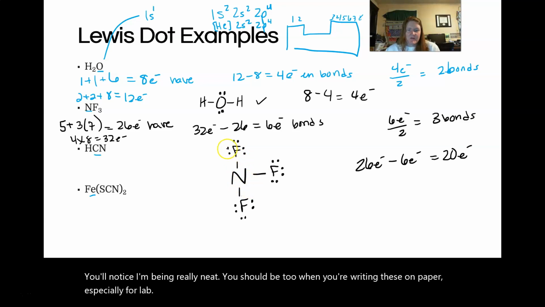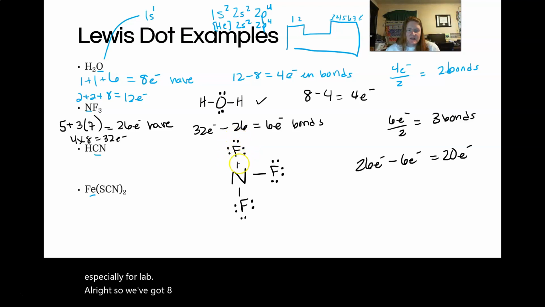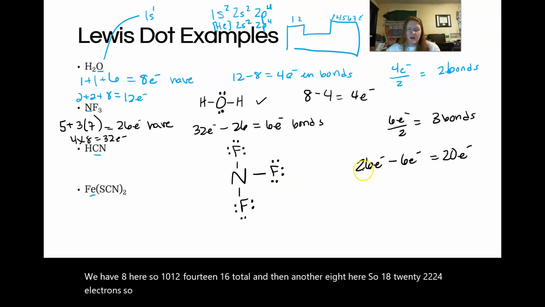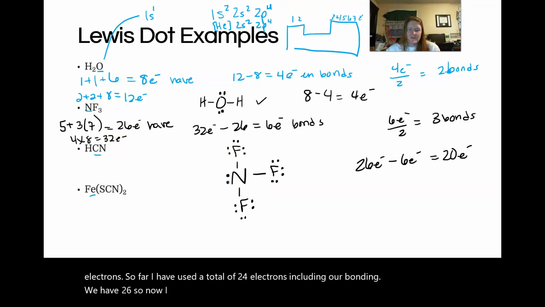All right, so we've got 8 here. 2, 4, 6, 8. We have 8 here. So 10, 12, 14, 16 total. And then another 8 here. So 18, 20, 22, 24 electrons. So far, I have used a total of 24 electrons, including our bonding. We have 26, so now I will turn my attention to the center atom. They're the last one to worry about. In this case, we're able to get an octet for everybody.